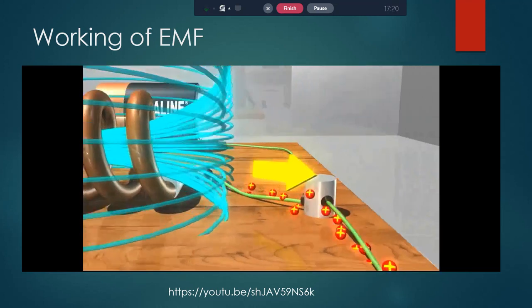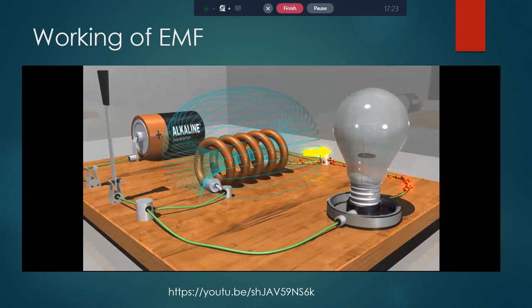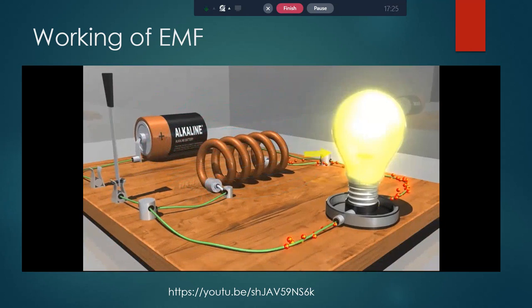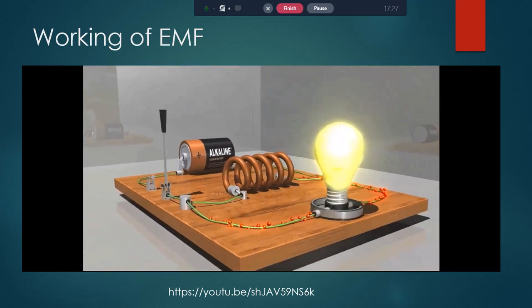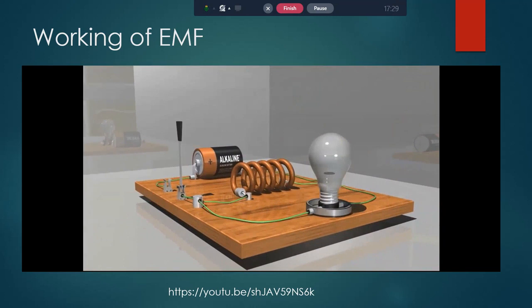EMF opposes the change that created it. In this case, the change is the cessation of the current. So, opposing this change, the back EMF wants to continue the current, which turns on the bulb once again, causing it to flash, or it fades away altogether.